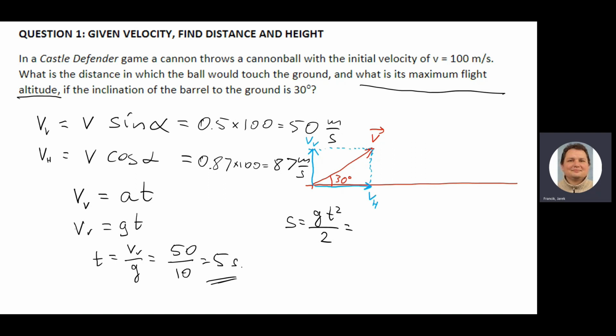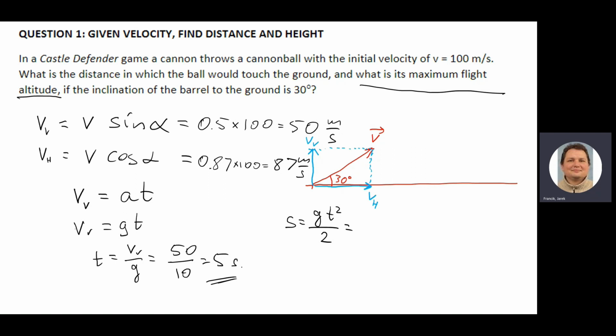Please note that this is the time of ascent, and because this movement in ballistics is symmetric, it's also time of descent. So it's 5 seconds and 5 seconds, 5 seconds up, 5 seconds down. Together, what's the time of the flight of the cannonball? 10 seconds, yes.